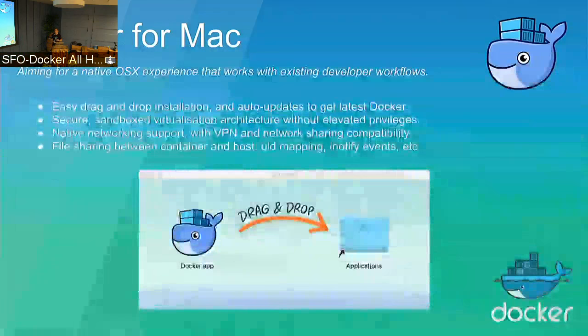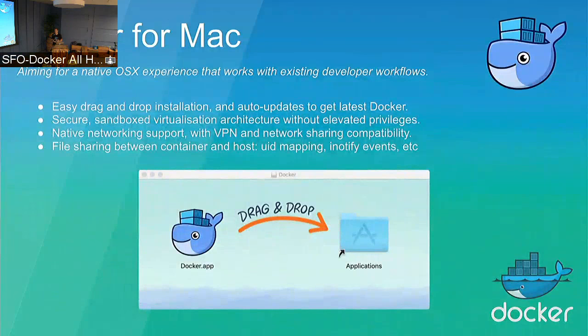Docker for Mac aimed to really create a native experience for your Docker developers. This was done with an easy drag and drop application so that the installation was no longer waiting for a VM to be created, adding networks, making sure that everything worked correctly. It was a simple drag and drop from a DMG in this case, where you take the Docker app and drop it into the applications folder, start it up, and you're done. We also wanted to make sure that it was secure, where we had a sandbox created around this virtualization that was for the user only. It actually ran at the user level so that no root permissions were needed to get this running on a day-to-day basis.